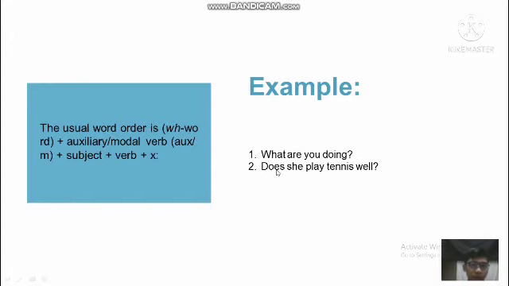Next is "Does she play tennis well?" The word "does" is the auxiliary, "she" is our subject, "play" is our verb, and "tennis well" will be our predicative complement. A predicative complement completes the meaning of a sentence by giving information about a noun. Okay, now let's move on.